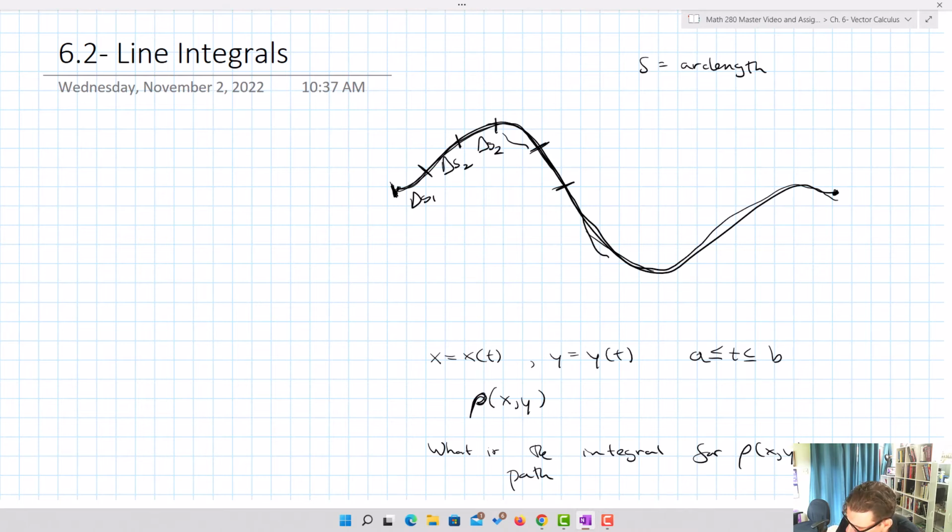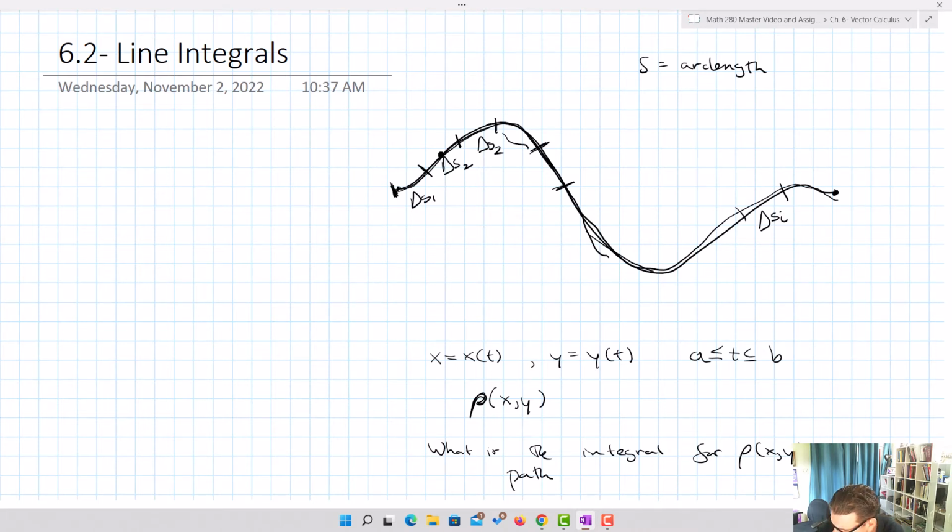And it turns out that we don't actually have to have them all be the same length. This is delta Sn, or delta Si. It doesn't matter if they're all the same length, okay? That's fine.